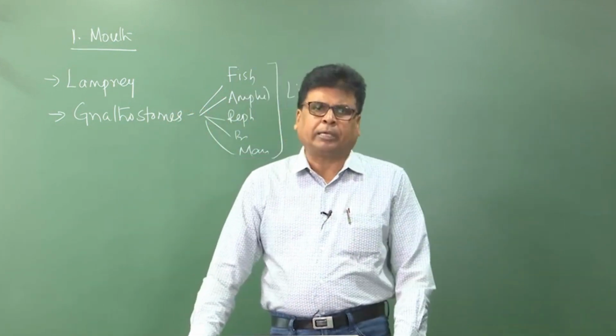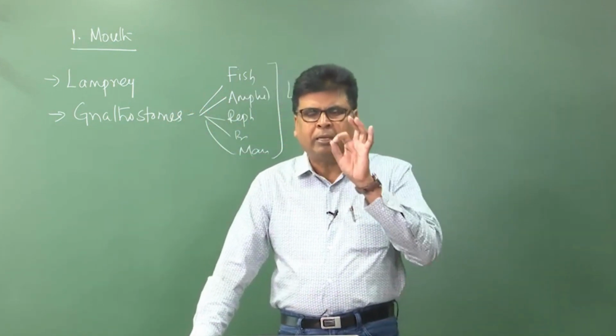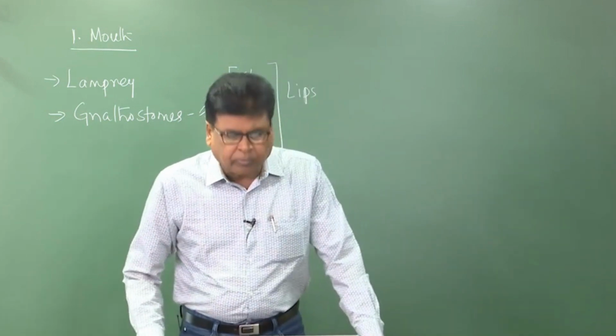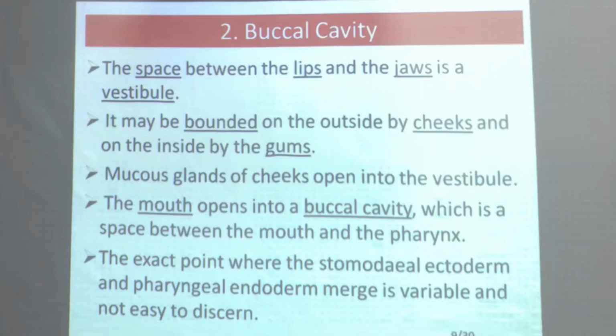Now come to the buccal cavity. So this is all about the mouth, simply the opening is known as the mouth. Now come to the buccal cavity. The next part of the alimentary canal is the buccal cavity, that is, the mouth is followed by another portion, the most important part, that is the buccal cavity.